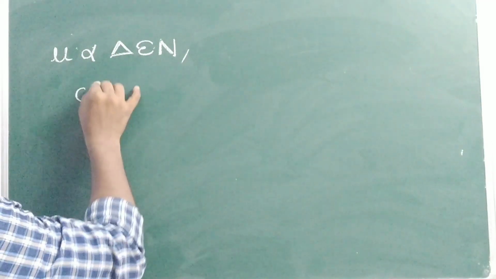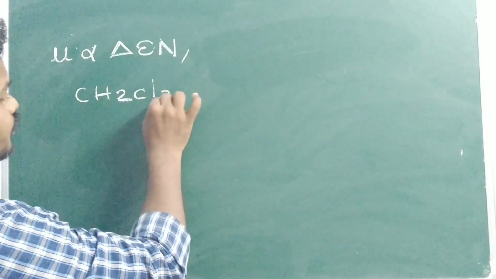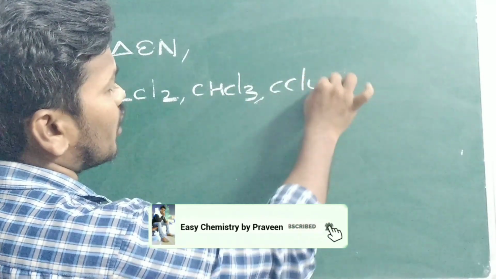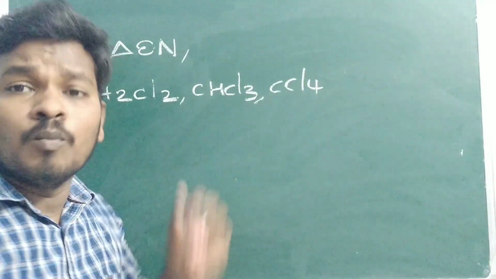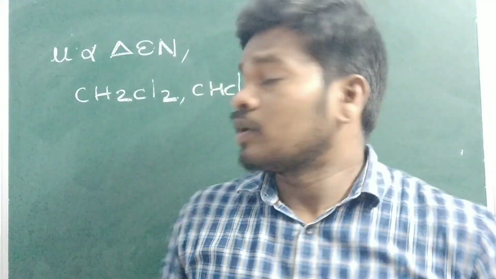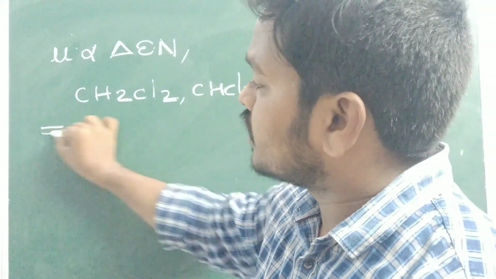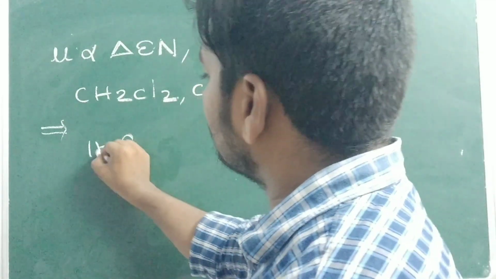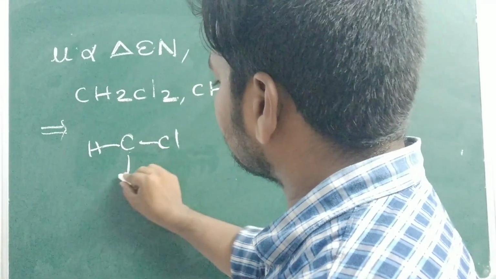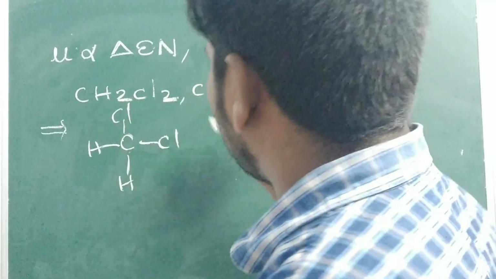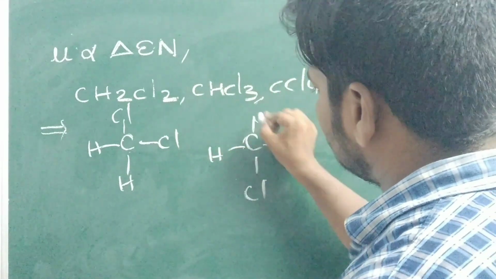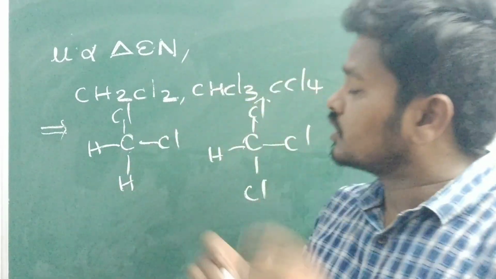For this one we can take some examples: CH2Cl2, CHCl3, CCl4. Among the following, which has the more dipole moment? For this you have to draw the structures. In organic molecules you have to draw the structures. Hydrogens, chlorines, all have tetrahedral structures only.